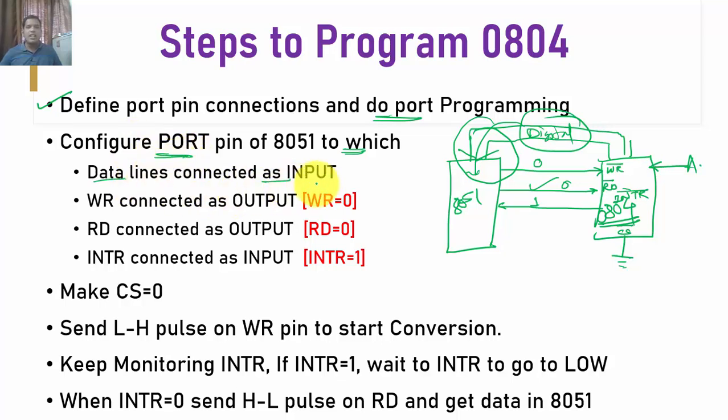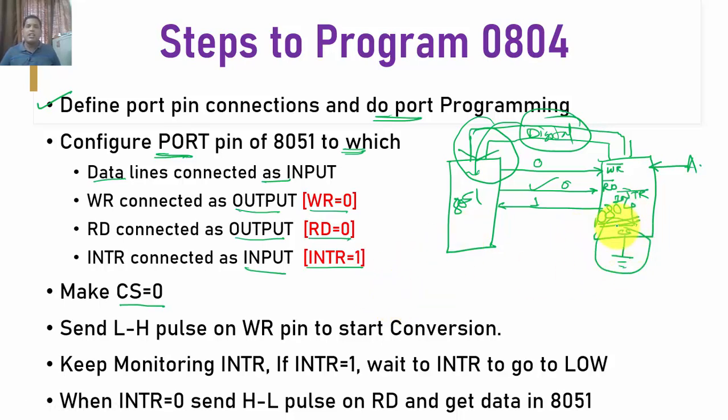So data lines connected as input, WR bar connected as output, RD bar connected as output, and then INTR bar connected as input. And in order to do the same, WR bar is 0, RD is 0, INTR is 1, right? Then simply make CS bar equal to 0, meaning this chip is selected. Now the entire thing is ready.